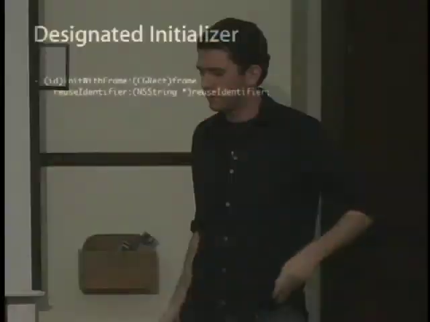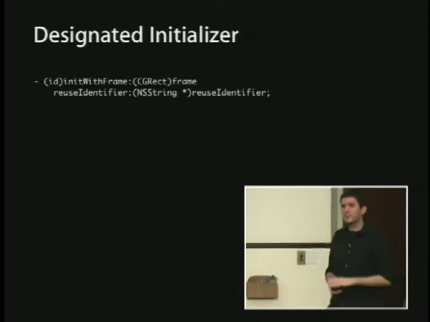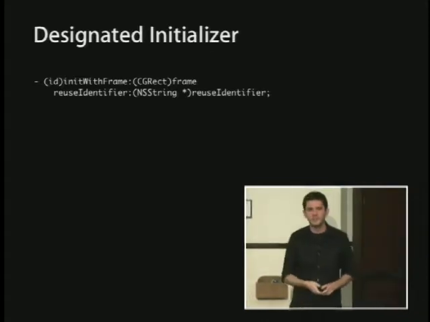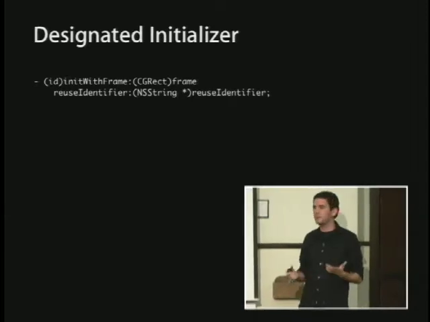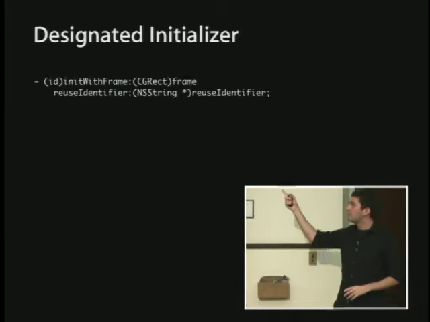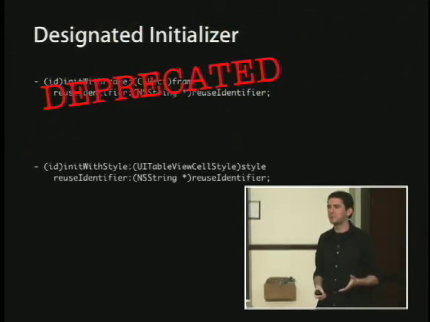So table view cells, those are the things that are displaying the individual rows. I think we're running a little low on time, so let's try and get through this pretty quick. As I mentioned, this is the old designated initializer, UITableViewCell initWithFrame:reuseIdentifier:. If you happen to be looking through sample code on the internet or some old documentation, you may still see this around. That's no longer our default initializer for UITableViewCell.